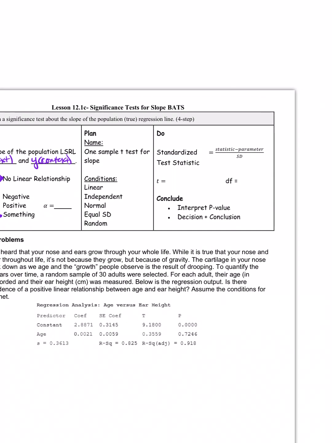The do step, it's just little b minus beta, which is going to always be zero, over the standard error of little b. And what is it we have to remember about degrees of freedom? It's n minus 2. That's because we're estimating slope and y-intercept now.